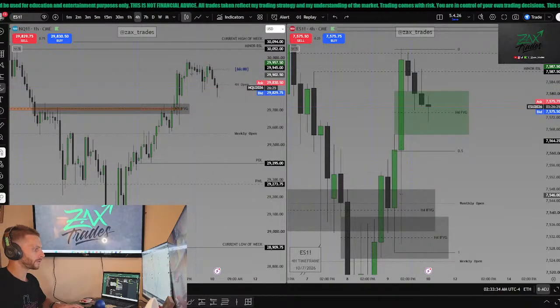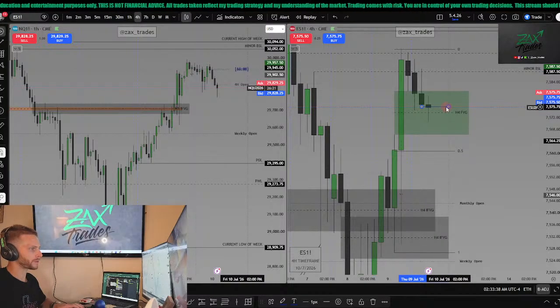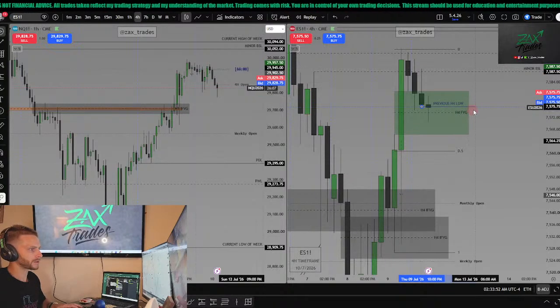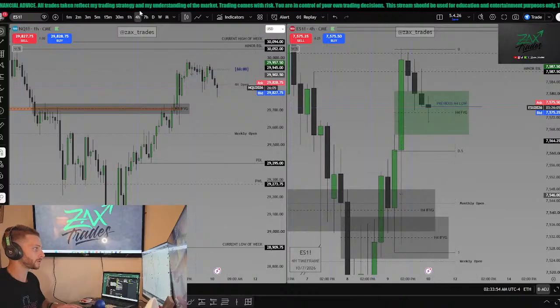So what I like off the top is we have now swept the previous 4 hour low. So what does that mean? That's the previous H4 low. So what is that giving? That's giving us a sweep on liquidity.